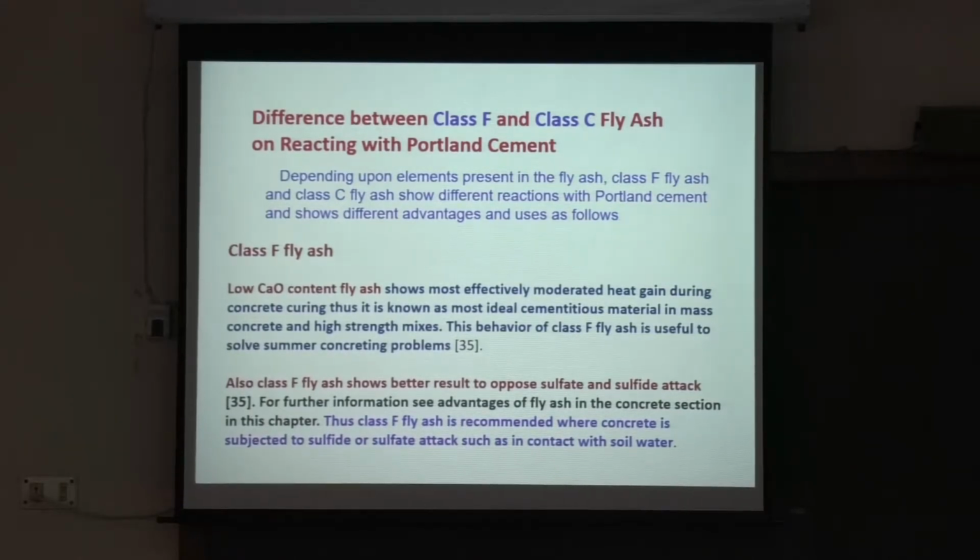Difference between class F and class C fly ash on reacting with Portland cement. Now, depending upon the elements present in the fly ash, and that's what I showed you in the repeated table 2, for those different fly ashes, not just one, we had taken fly ash from 4 different plants, and I had actually sent my then PhD scholar, who is now Dr. Ahmad Zari, to that cement plant, to go to all the places, and when he came back, his knowledge went up so much, and he could see what is happening.